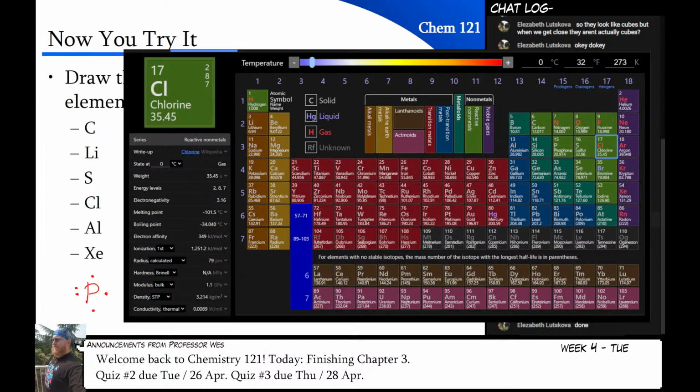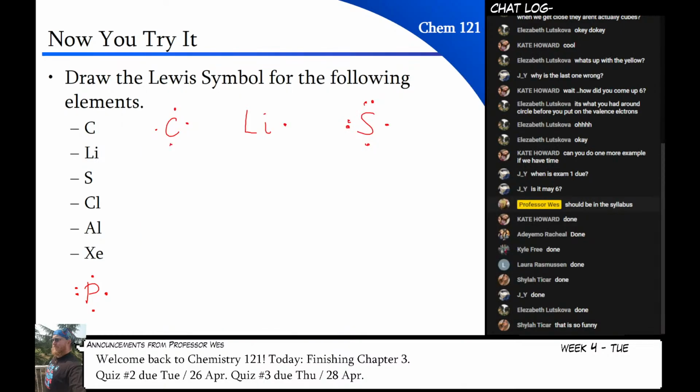Oops. Chlorine is in group 17, so it has 7 valence electrons. We'll draw 7 dots for chlorine: 1, 2, 3, 4, 5, 6, 7. Again, it doesn't matter which side your unpaired electron is on, as long as there's only one unpaired. For chlorine, that's the only solution you can draw anyway.